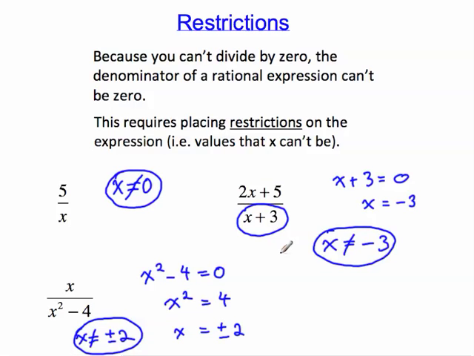So rational expressions are algebraic fractions, and because we can't let the denominator be 0, we have to place restrictions on what values the variable can take.